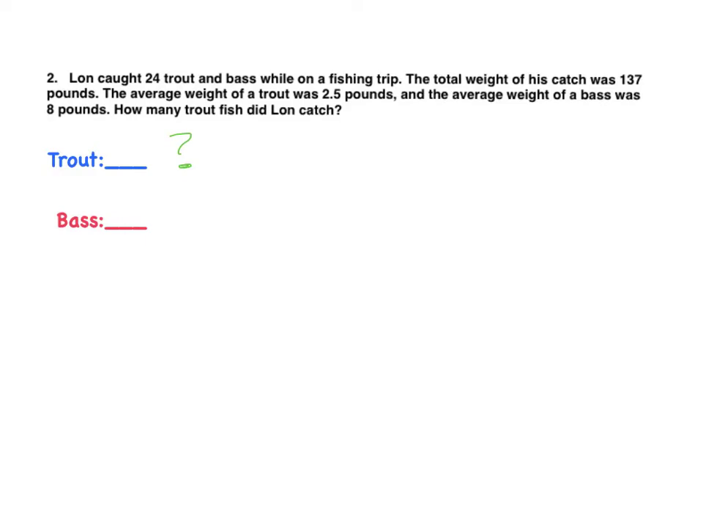So let's use the letter T for trout and the letter B for the bass. So the first sentence says that he caught 24 trout and bass. Hopefully we remember that the word and means plus. So how do I write that he has 24 total fish and it's trout and bass? Well, trout and bass is a total of 24.